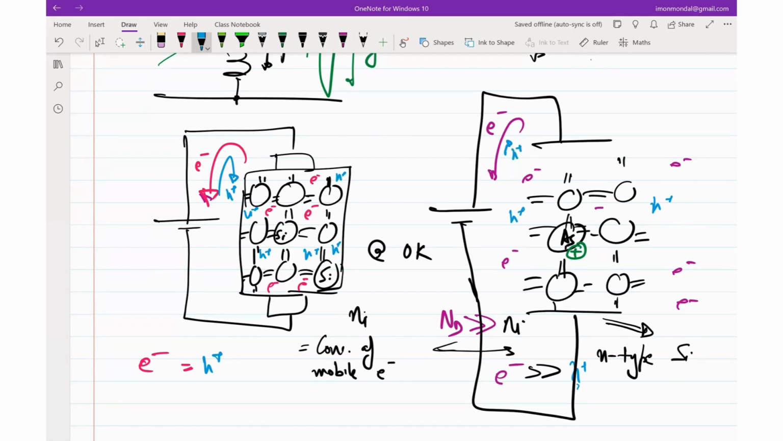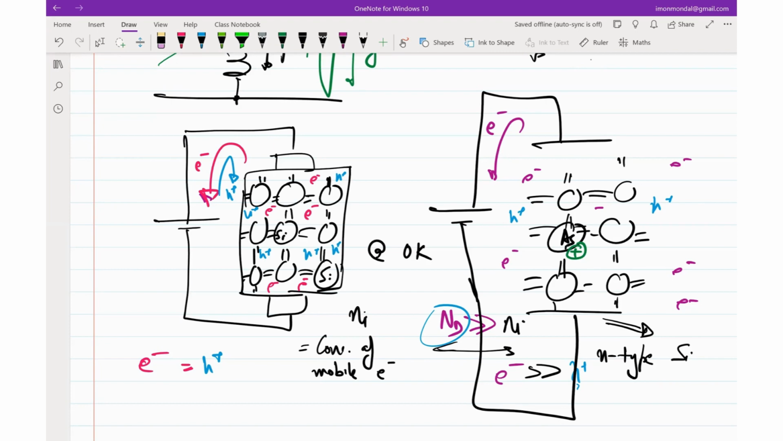Typically, with these dopings, the ratio of Nd over Ni is of the order of 10 power 5, 10 power 6, 10 power 8. That is the order of doping that we do. So the concentration of electrons is much, much higher than the concentration of holes, and for all practical purposes, we can neglect the contribution of holes to carrier transport in a doped silicon.